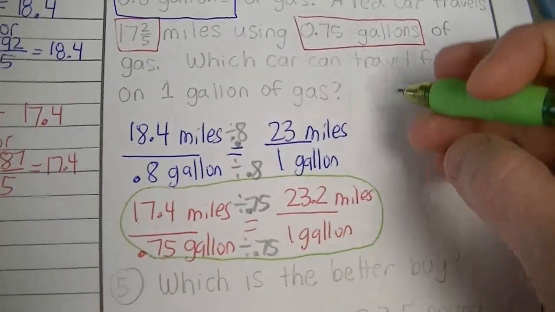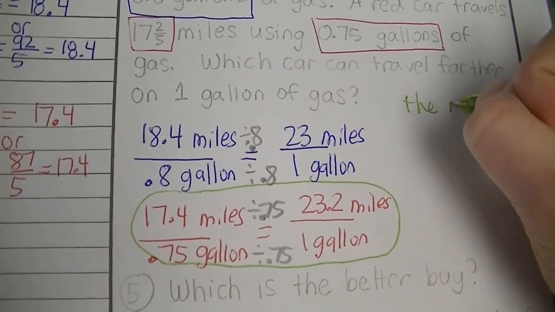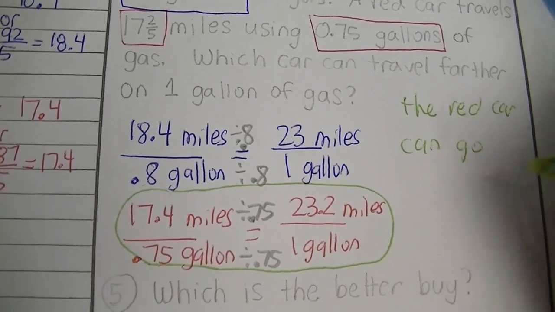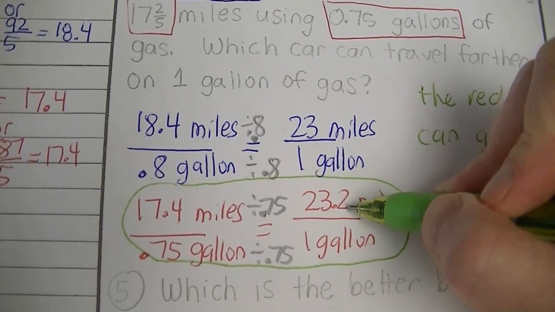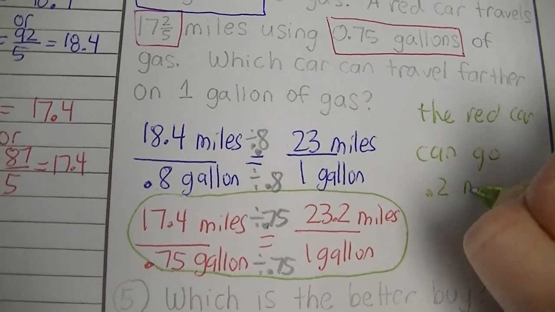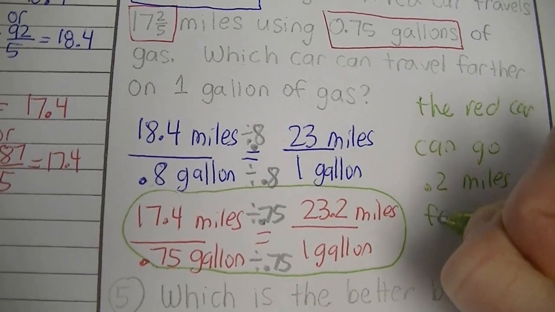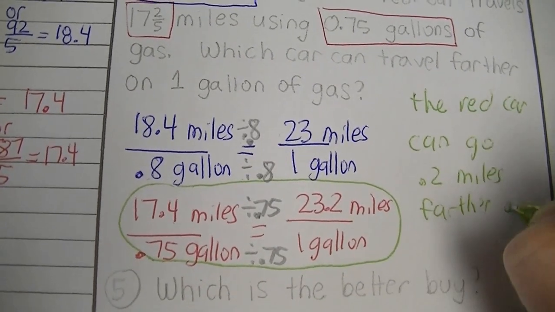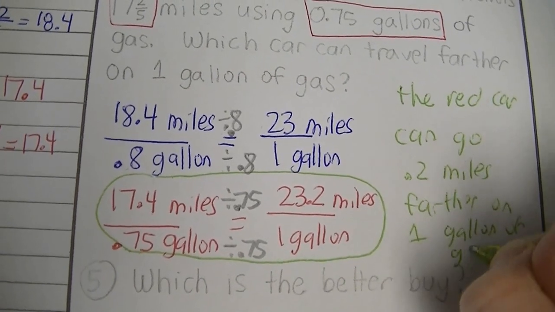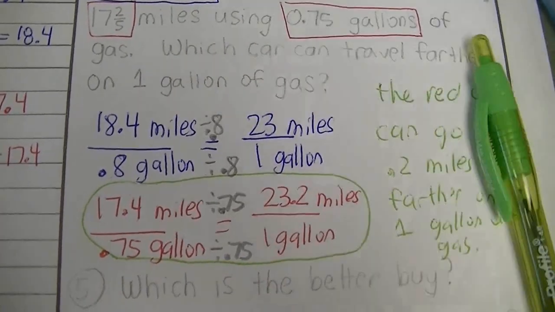So let's go ahead and write our sentence right here. The red car can go, well, how much farther? 23 2/10 minus 23 is 2/10. 2/10 miles farther on 1 gallon of gas. Okay?